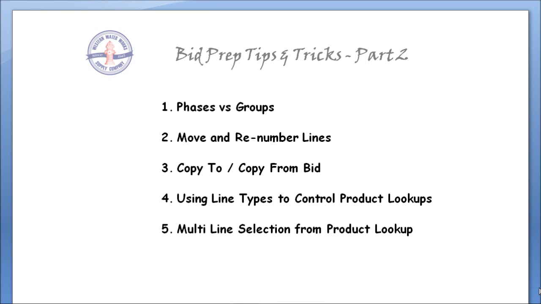We'll start by looking at differences between phases and groups. Then we'll see how we can move and renumber lines. We'll also check out the copy functions, and we'll finish off with line types and how they interact with the product lookups. So let's get to it.